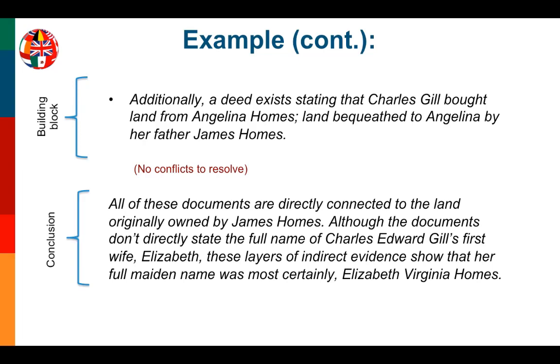So then we make our strong concluding statement. All of these documents are directly connected to the land originally owned by James Holmes, although the documents don't directly state the full name of Charles Edward Gill's first wife of Elizabeth. These layers of indirect evidence show that her full maiden name was most certainly Elizabeth Virginia Holmes.